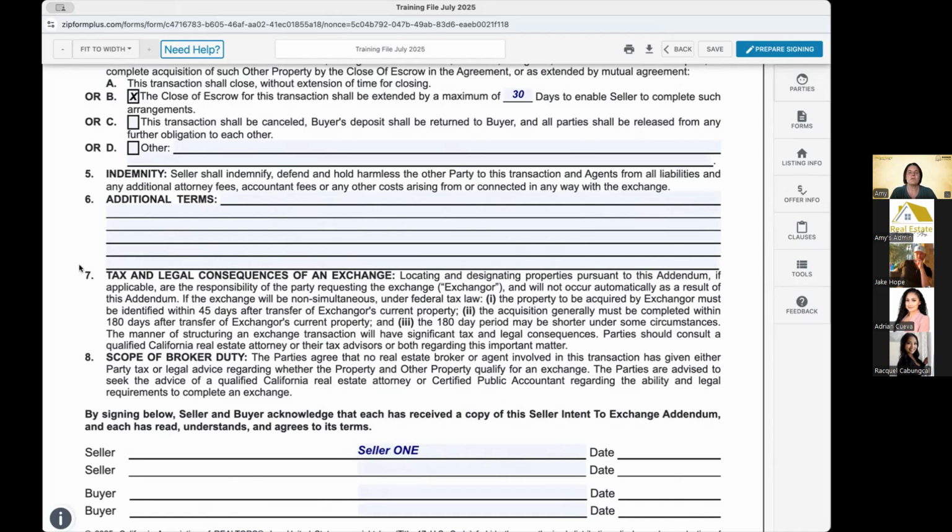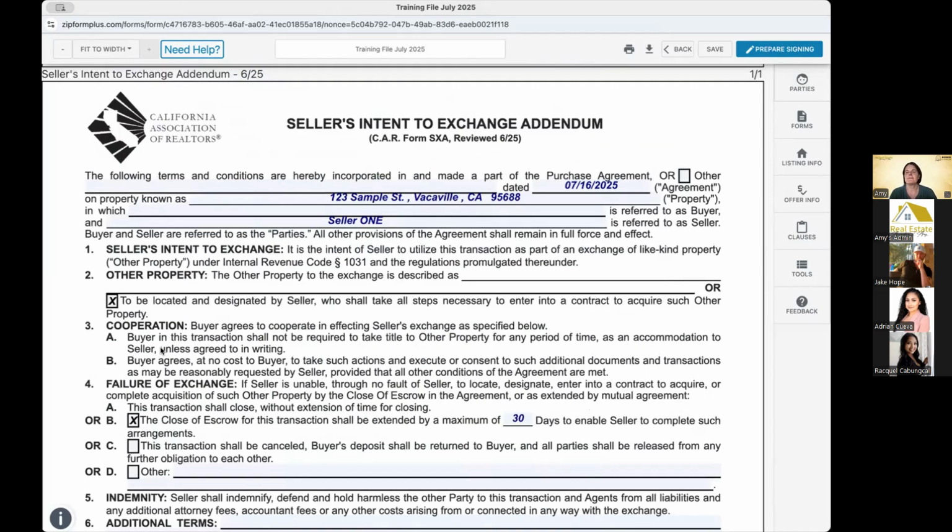The parties agree that no real estate broker or agent has given either party tax or legal advice regarding whether the party or other party qualified for an exchange. The parties are advised to seek the advice of a qualified California real estate attorney or certified public accountant regarding the ability and legal requirements to complete the exchange. By signing below, seller and buyer acknowledge that each has received a copy of this seller intent to exchange addendum, and each has read, understands, and agrees to its terms. Any questions about this seller's intent to exchange?